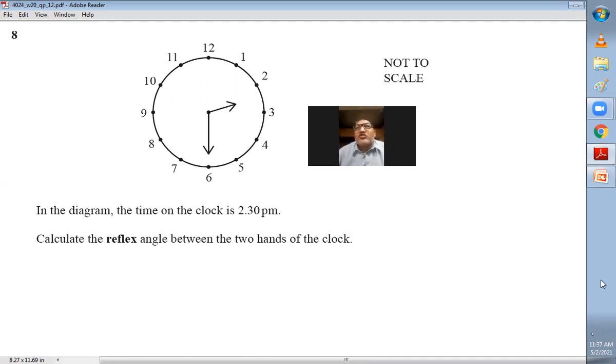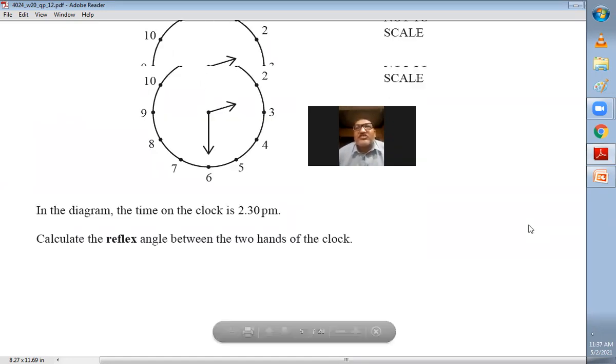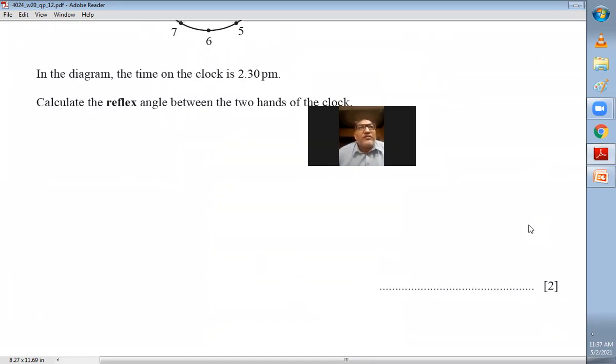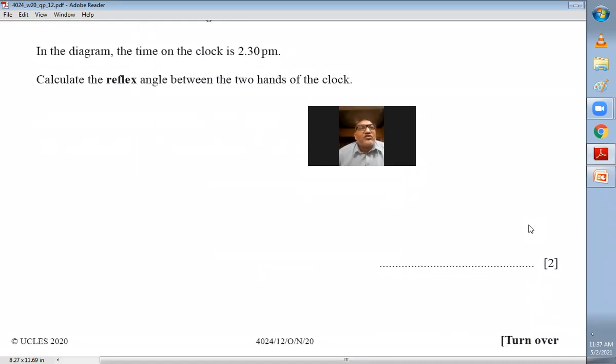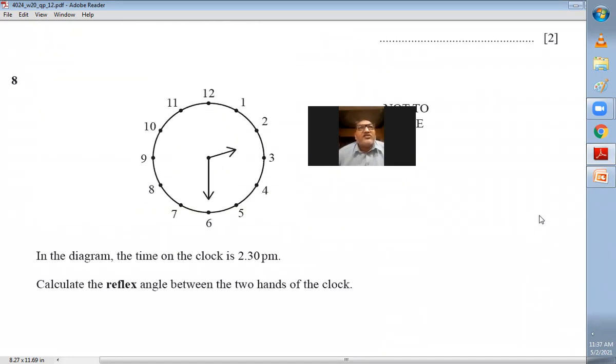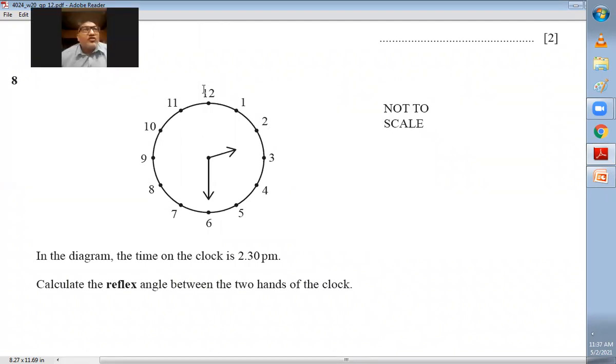I've done this on paper. It's a 2-mark question. Question number 8 has 2 marks, and there's only one part in question number 8. So let me show you how I have done this question. So here we go.